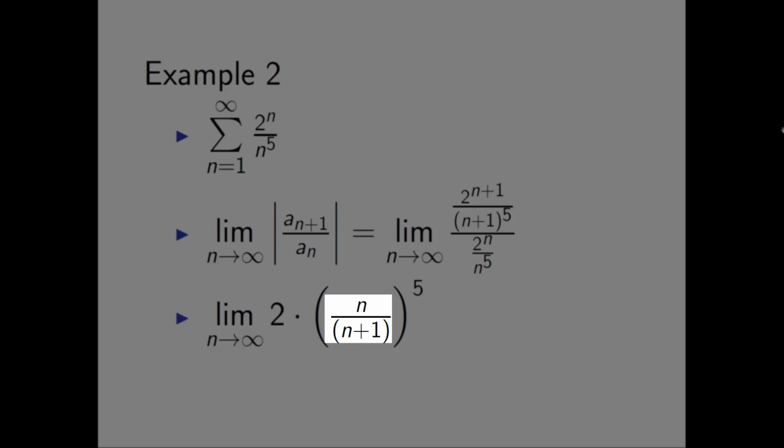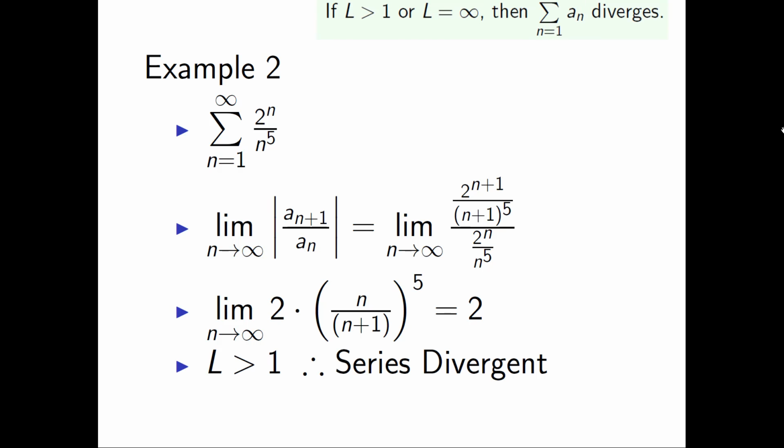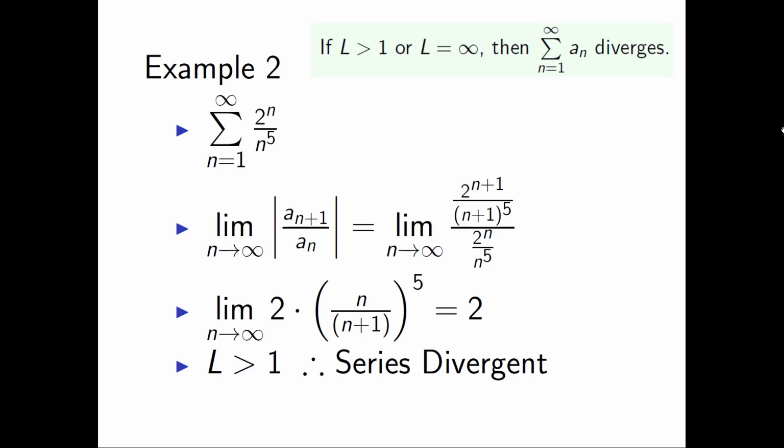Again, hopefully you can see that what's inside here is going to go to 1 as n goes to infinity. So we're going to get 2 times 1, which is of course just 2. And this time our conclusion says that because 2 is greater than 1, this limit we got is greater than 1, this series is divergent. So our conclusion in the previous example, when L was less than 1, was that it was convergent, and now it's divergent.